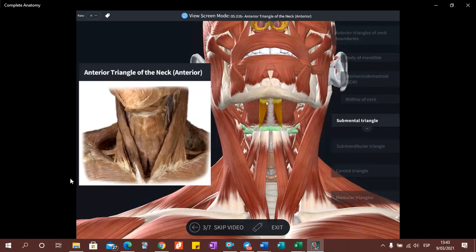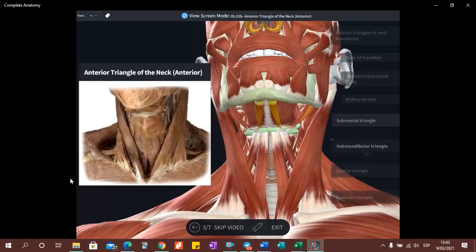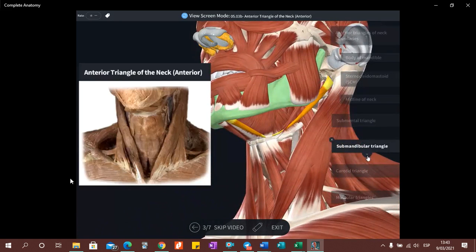Then you have your submental triangle. Remember, this is the only one that is not paired. It really does look a little bit like a triangle between the two digastrics and the hyoid bone. Then you have the submandibular triangle. As you can see here, your anterior and posterior belly of the digastric.